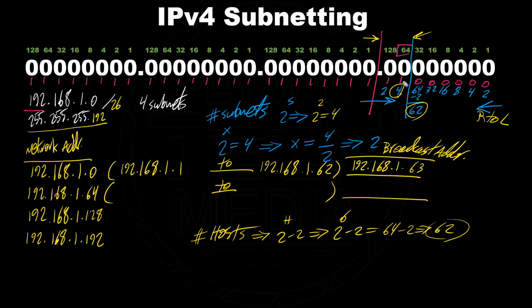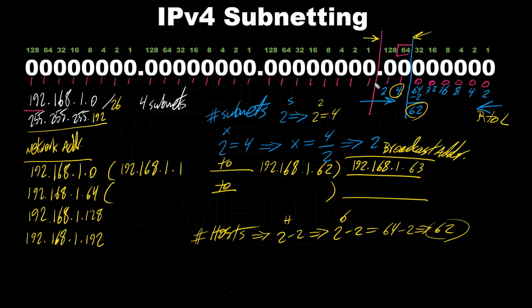192, if we convert this binary to decimal. So here we have 2 bits on and we have 6 bits off. When we convert this binary to decimal, it is 192. Basically, we just need to add the decimal values that are turned on. In this case, 128 and 64 turned on. So 128 plus 64 is 192.